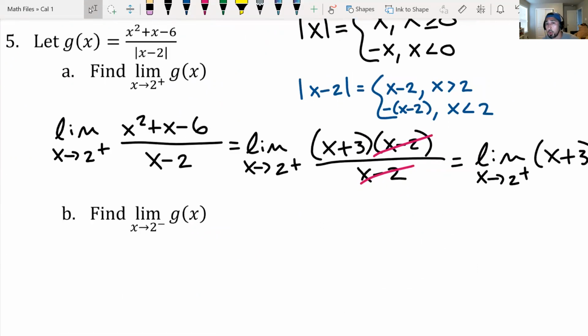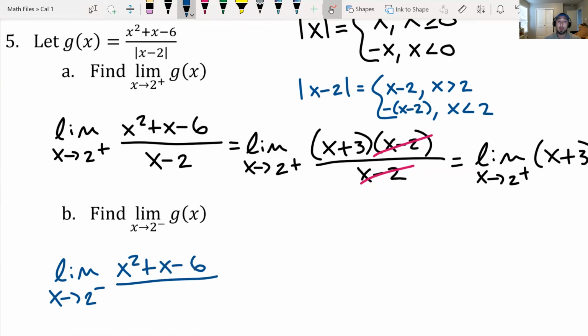Let's try it again. We are now approaching 2 from the left. So we'll have the limit as x approaches 2 from the left, the numerator stays the same. But now since we are approaching from the left side, remember what a left-hand limit means. This means that your x values are smaller than, which would be represented by the second restriction above, which means the output function we could use with that restriction and this limit is negative x minus 2. And now let's simplify.